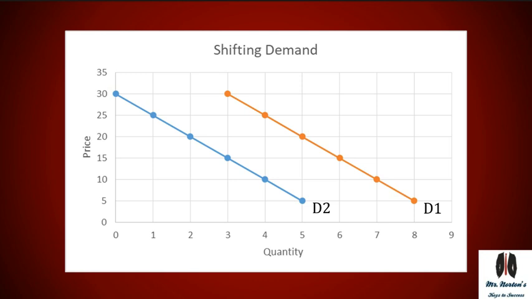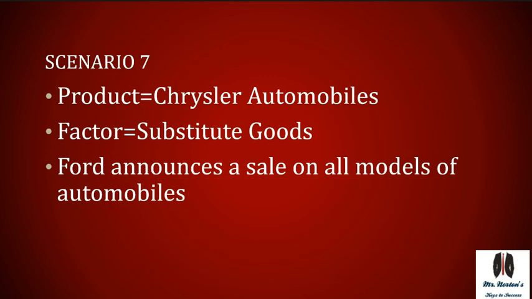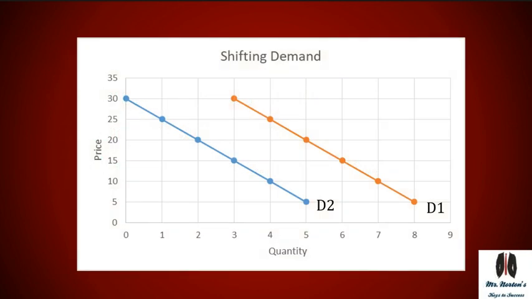And I was wrong. We've got at least one more here. I think we should go with one more. Let's do substitute goods. So our product is going to be Chrysler automobiles. Our factor is substitute goods. And Ford announces a sale on all models of their automobiles. So if Ford is having a sale and they're considered substitute goods, what would happen to Chrysler? Chrysler's not on sale. So basically what's going to happen is the demand for Chrysler is going to go down.